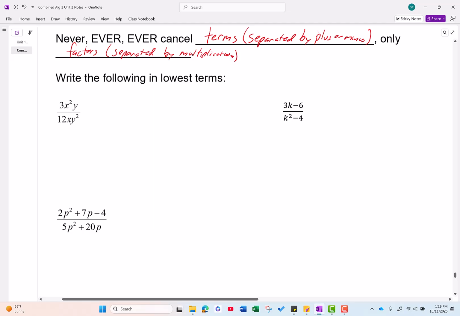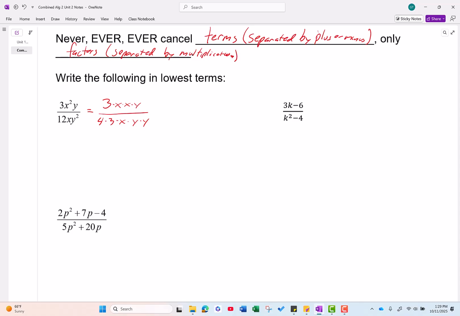Okay, write the following in lowest terms. One thing you could do early on is break this down into its parts. So this is 12. You can even break that down more into 4 times 3 times x times y times y. And those are all being multiplied up top.